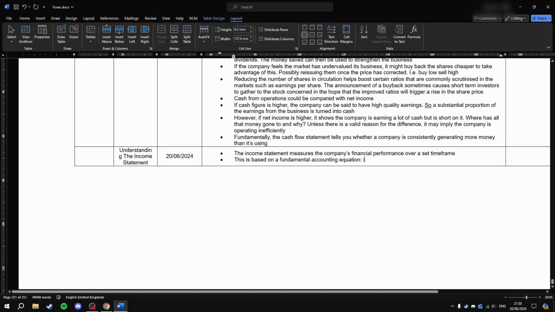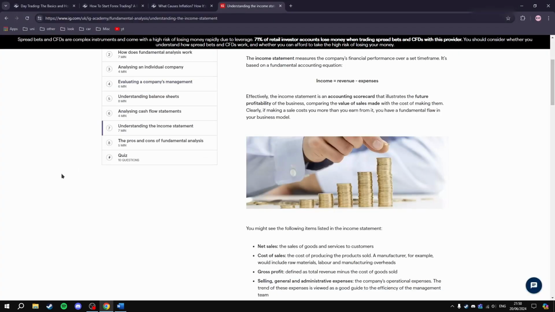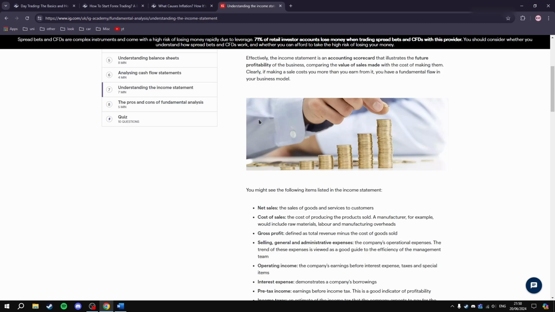So which is income equals revenue minus expenses. Effectively, the income statement is an accounting scorecard that illustrates the future profitability of the business, comparing the value of sales made with the cost of making them.